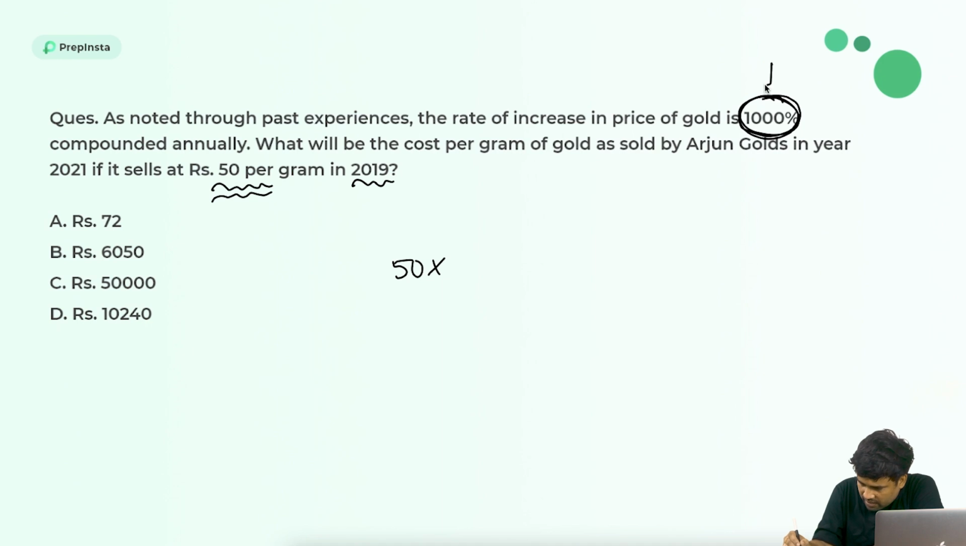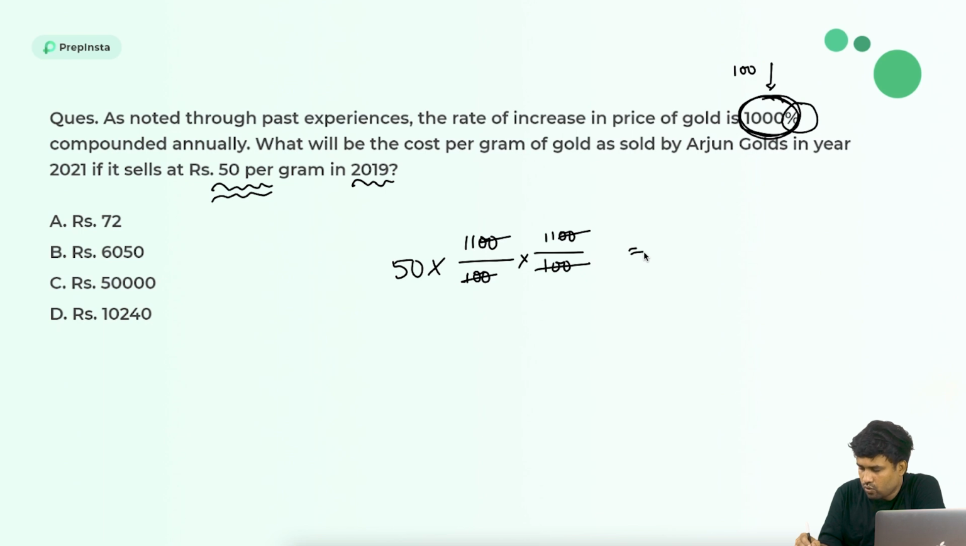So 100 plus 1000 is 1100%. Percentage means 1 by 100 only. So I am placing the 100 as well. So for 1 year it is the value. What is the second year? Second year also got incremented by 1000%. So again the same fraction you have to multiply with. And zeros got cancelled. Why? Because only 2 years. Just look at here.